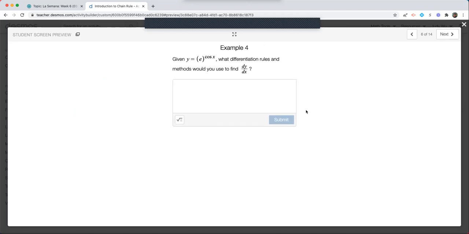Got one more thinking question for you here. Take a moment, think about what rules we know and how we could find this derivative.